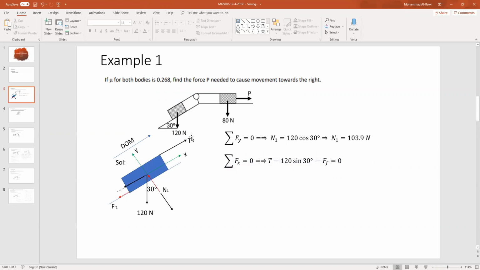So the tension minus 120 sine 30 degrees, sorry, and then minus the friction force 1. To make it more clear, I put 1 so we understand there are two frictions and which one we are talking about, to not confuse anyone when they read this question. Again, I'll give a break so you guys can solve this question while I'm taking the attendance.